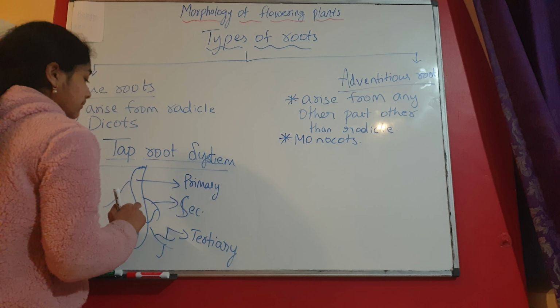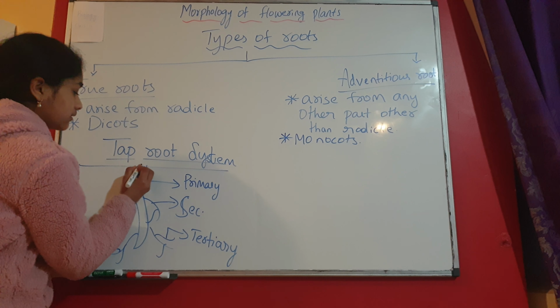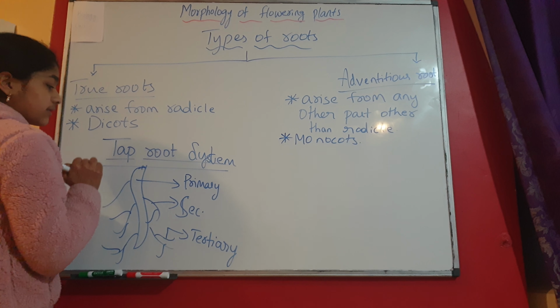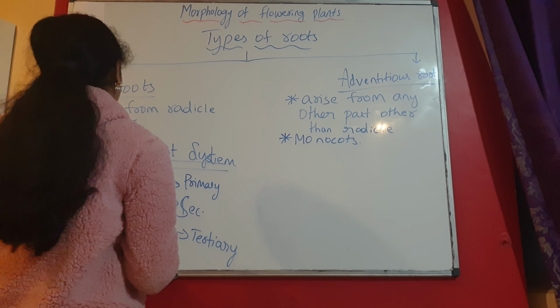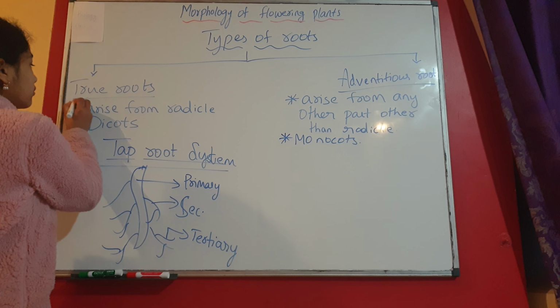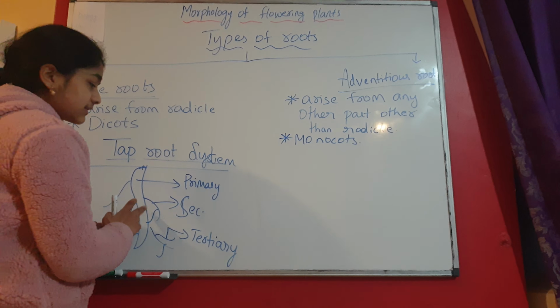Taproot system means the root arises from the radicle, and there is primary root, secondary root, and tertiary root. So true roots are also called taproots.